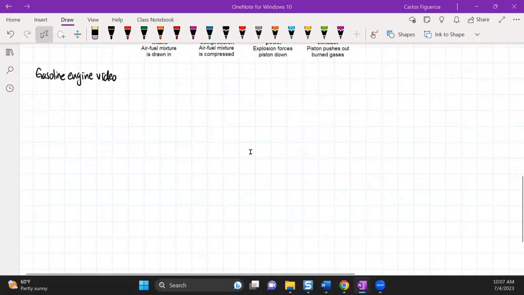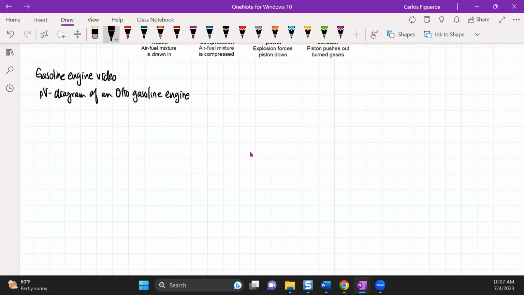So if I look at the cycle, this is the PV diagram of an auto gasoline engine. And this is assuming an idealized engine. As I draw this out, you're going to see that there's a minimum volume, and then there's a maximum volume.